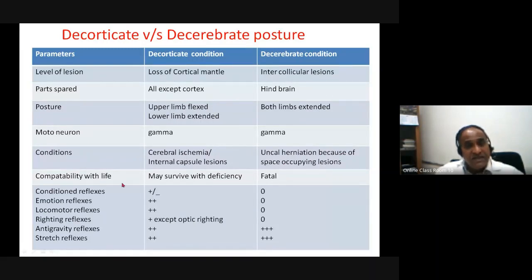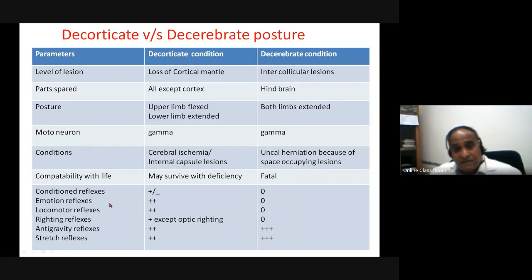Compatibility with life: in decorticate preparations, the person may survive, of course with a deficiency. And decerebrate preparations in man are fatal. That is why you may not get these patients. They may die even before they reach the hospital.